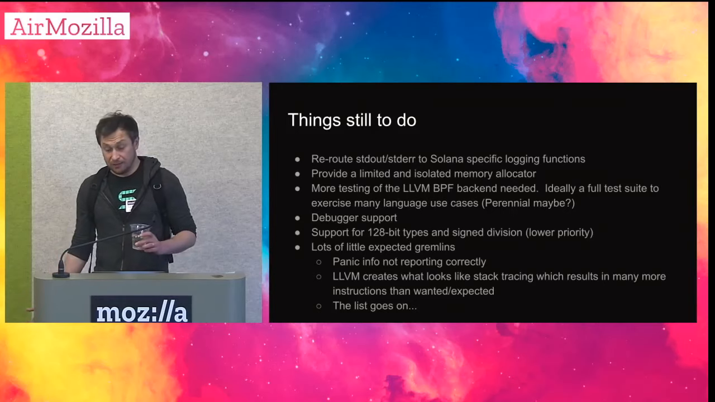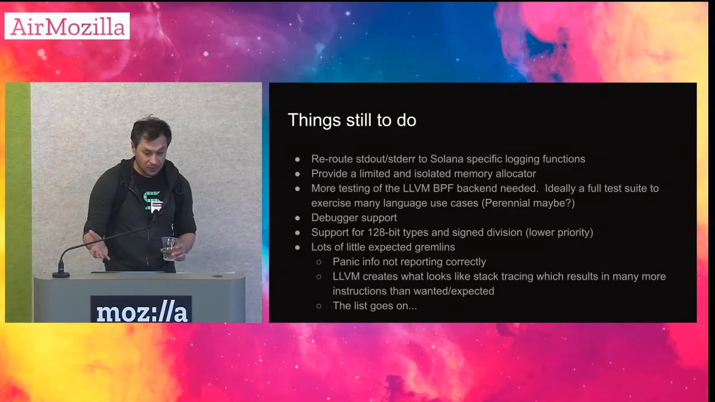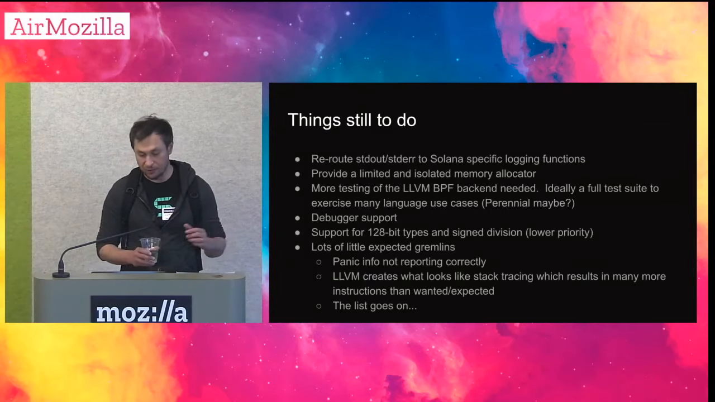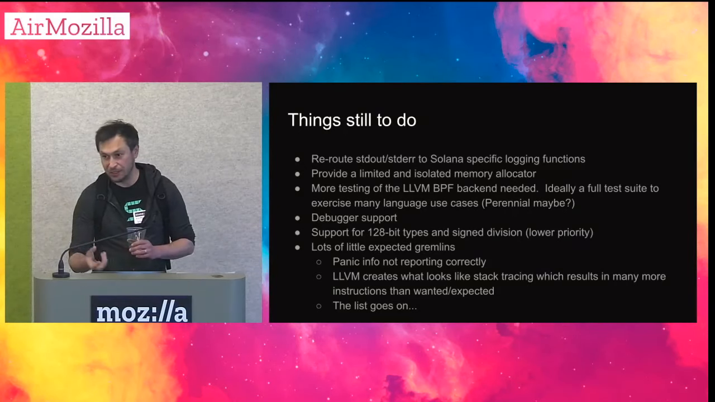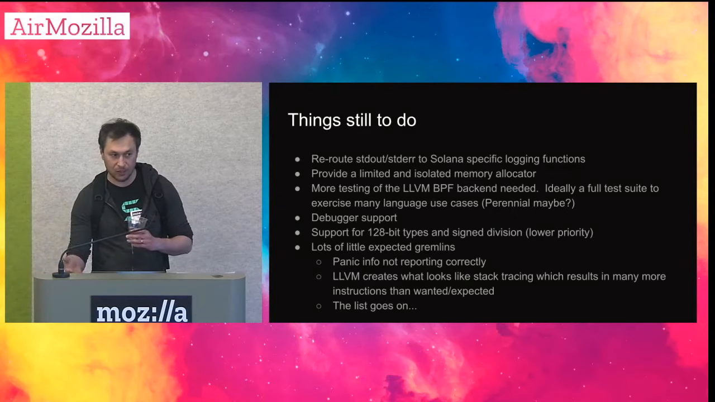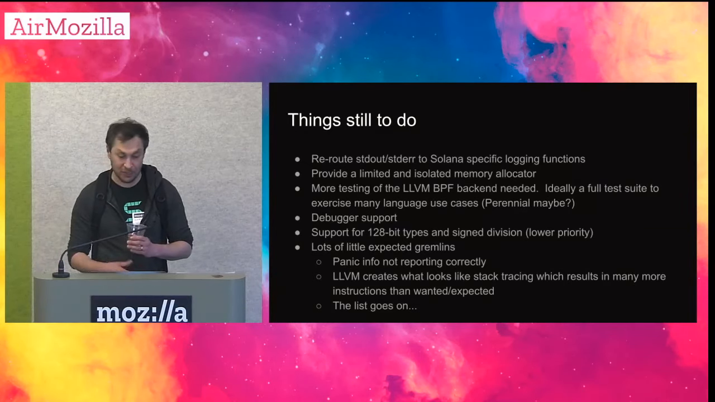There's a big pile of stuff that still needs to be done. So for us specifically, reroute all the standard out and standard error to specific logging functions. We want to provide a limited and isolated memory allocator. So when the VM is initialized, we can say, here's some memory for the heap. When you run this bytecode and it calls malloc, go jump to this particular page and get memory out of there. And hopefully at the end of the program, all the memory is cleared. If not, sorry.